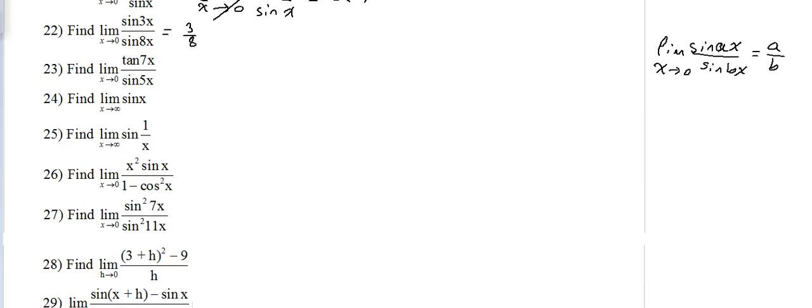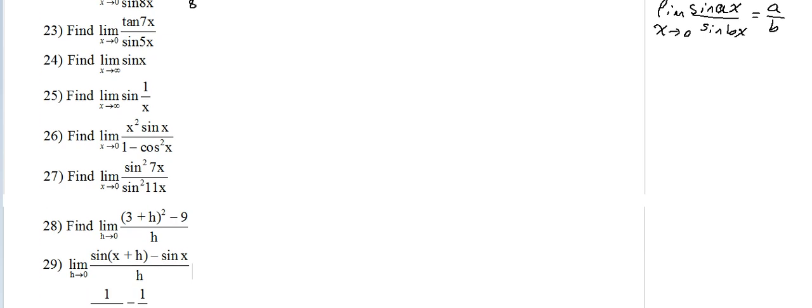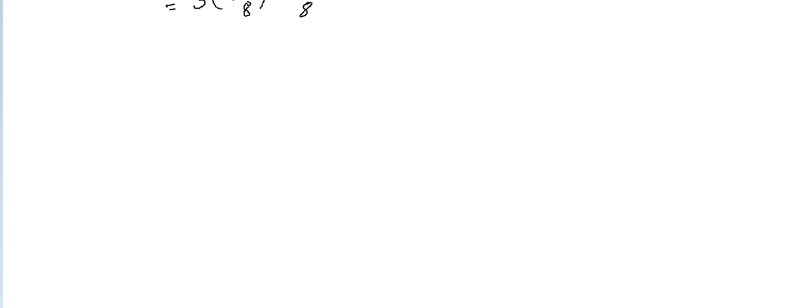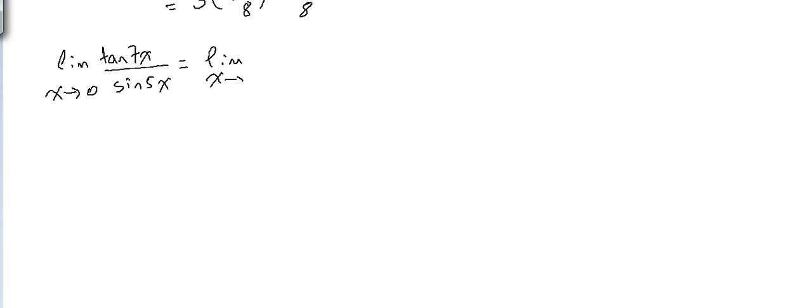Number 23. Limit of tangent 7x over sine 5x as x approaches 0. It's the same. It's 7 over 5. And why is that? It's the limit of tangent 7x over sine 5x as x approaches 0.